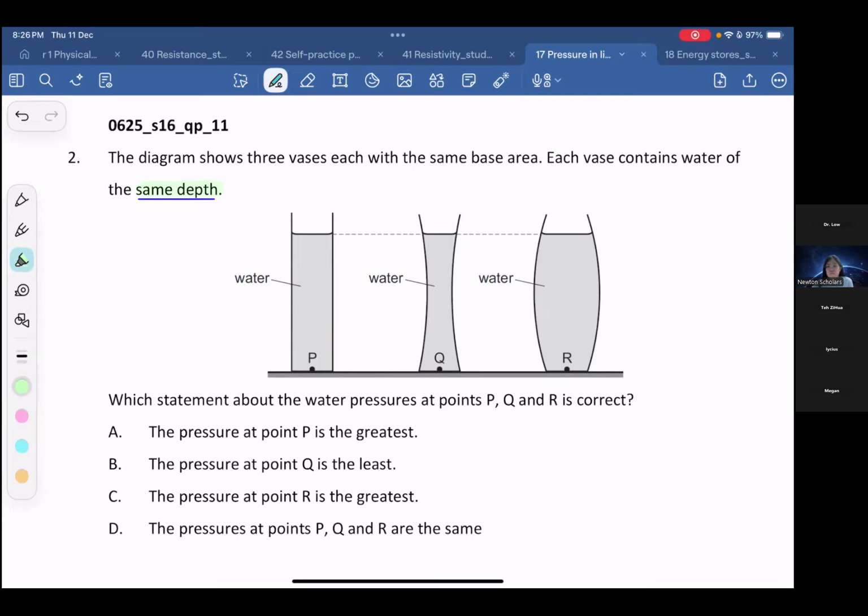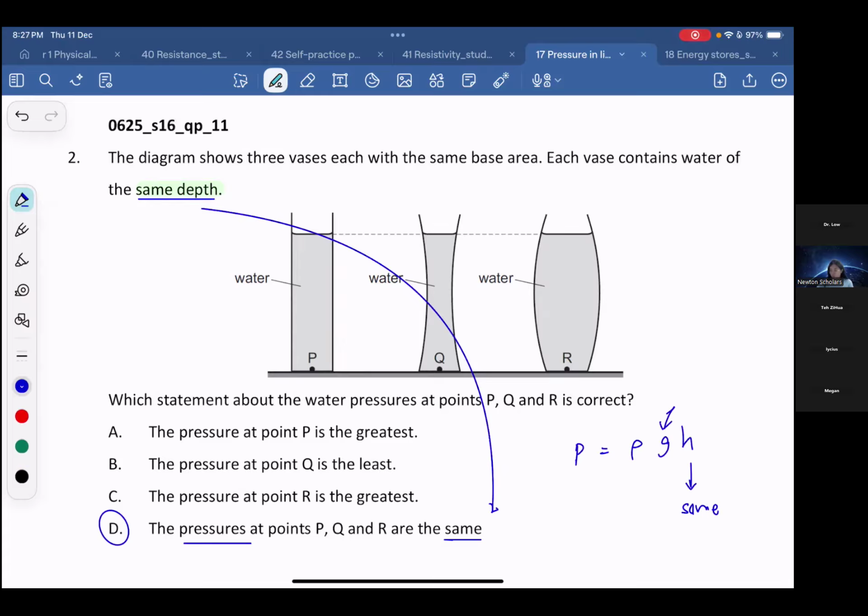Correct, nothing to trick. Be confident. Okay, so here the answer should be the same. Same pressure. Why same pressure? Just now the keyword already mentioned, because same depth. So here P equals rho g h. This one is the same. g is also 9.8 Newton per kg, also the same.